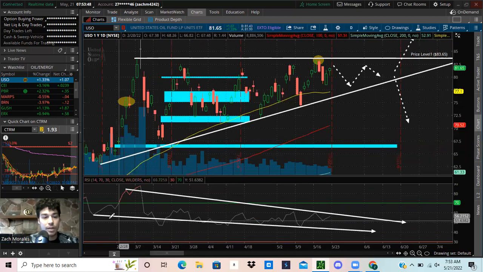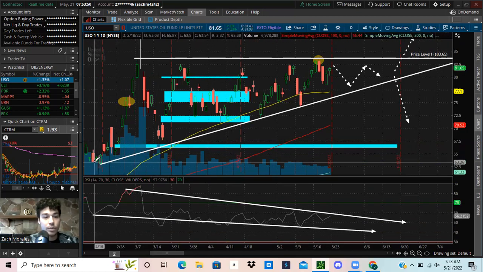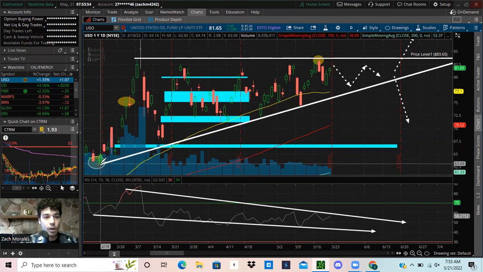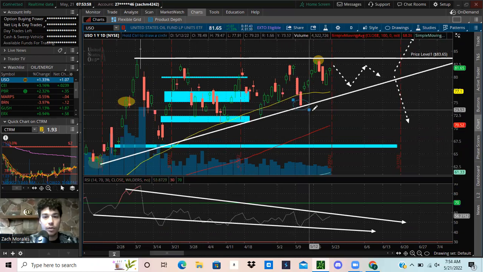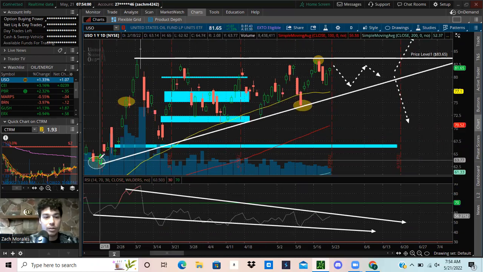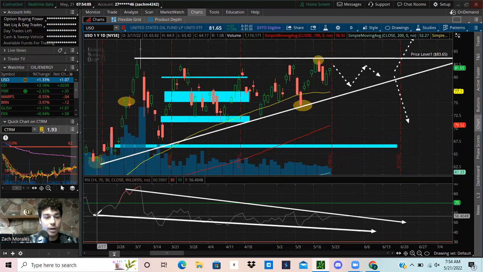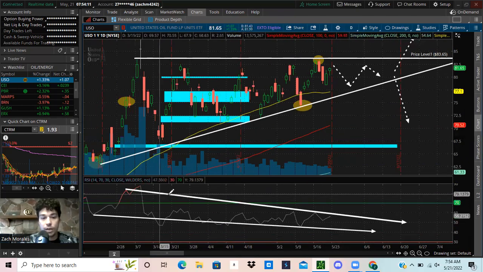We also have it on the bottom side too. We have a low here. So here's our low. Then if we go to our next low, we're making higher lows. So we're making a higher high and a higher low, but the RSI is going lower. We have a low here and then a low here, a lower low.